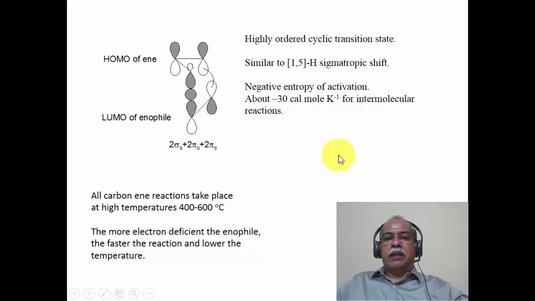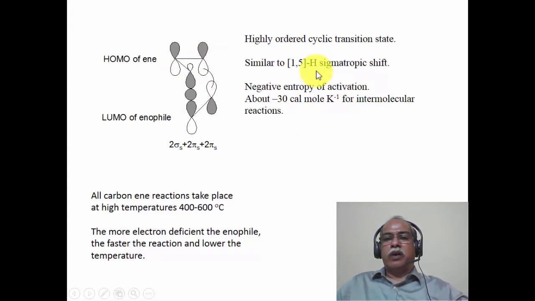The highly ordered cyclic transition state of the ene reaction is shown here. Originally, this hydrogen is attached to the allylic system, so the HOMO of the ene is taken for consideration, which interacts with the LUMO of the enophile, which is shown in the bottom portion of this. So essentially the hydrogen is transferred onto this molecule. You can see here a suprafacial interaction is what is taking place. So it is a 2 sigma suprafacial, which is this sigma suprafacial, 2 pi suprafacial with respect to the pi bond here, and again with respect to this pi bond also it is suprafacial in nature.